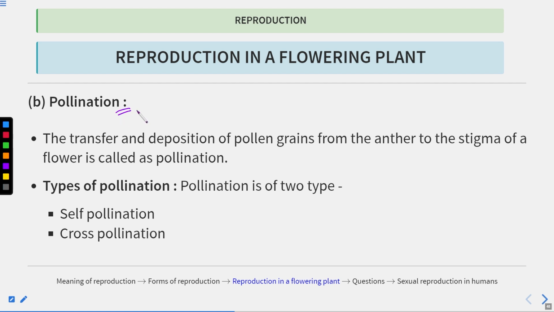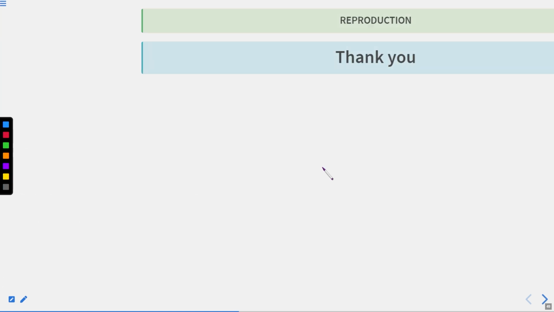Now pollination, what is pollination? The transfer and deposition of the pollen grain from the anther to the stigma of a flower is known as pollination. Pollination can be of two types: self-pollination and cross-pollination. There are two kinds of pollination, and we'll talk about both in the next lecture.